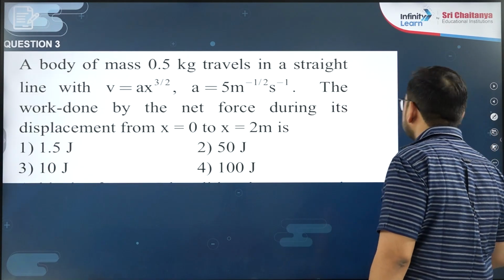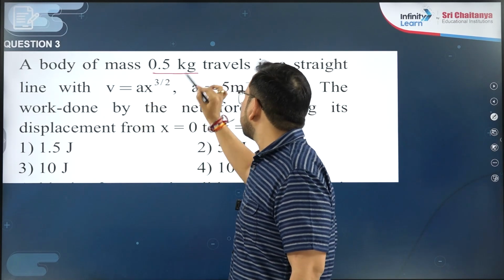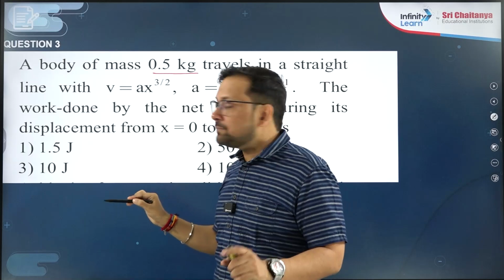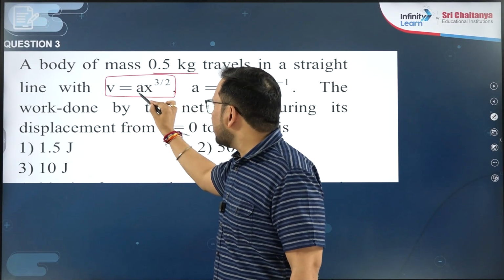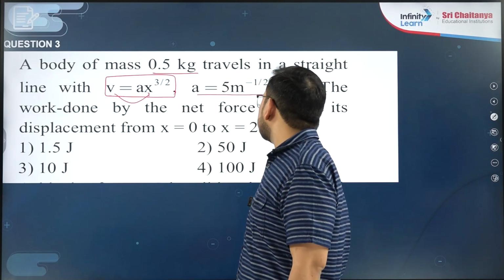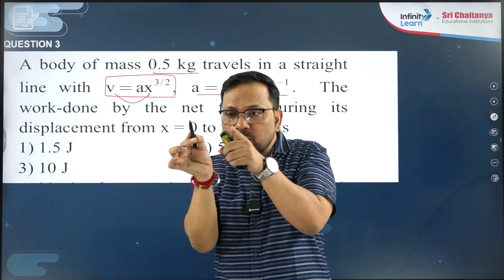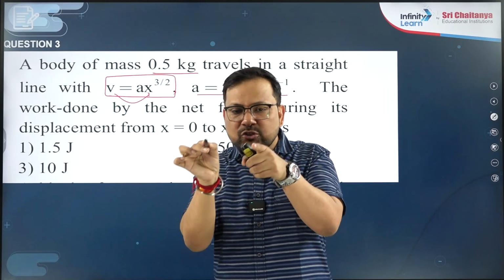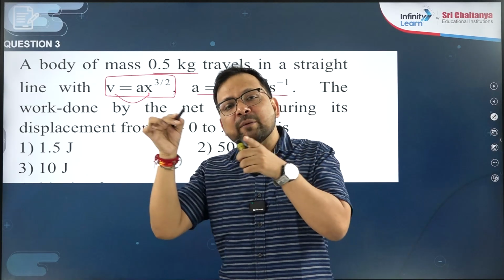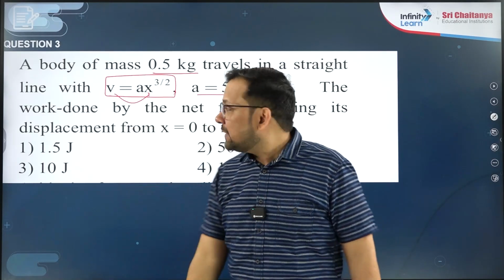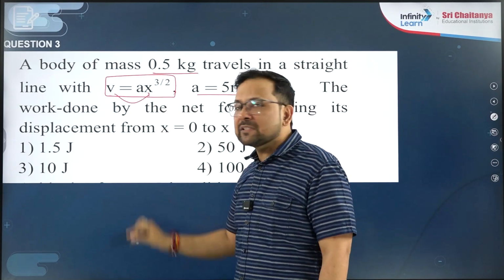In this question also, what is V? Body mass is given. It travels in a straight line, that is a one-dimensional motion. V is this, and again V depends on x, because A is the constant. Some body is moving, so x means position. Position will keep changing, and if position is changing, then position-dependent speed will also change, no? So that body is moving in a straight line with V equal to this, that V is not constant, that V is changing.